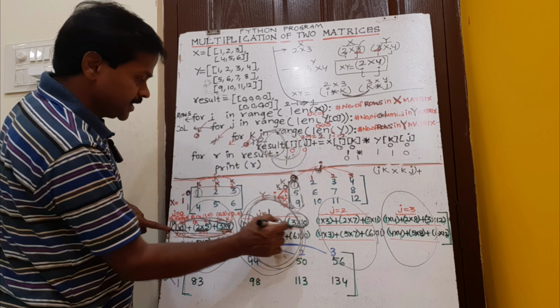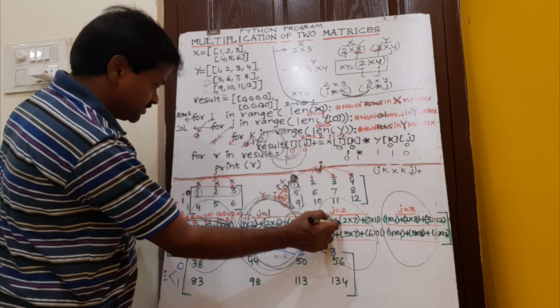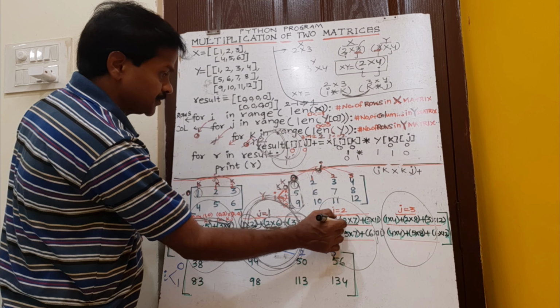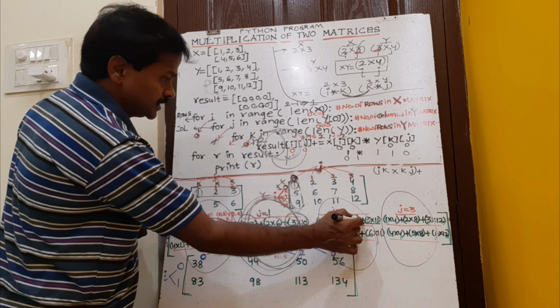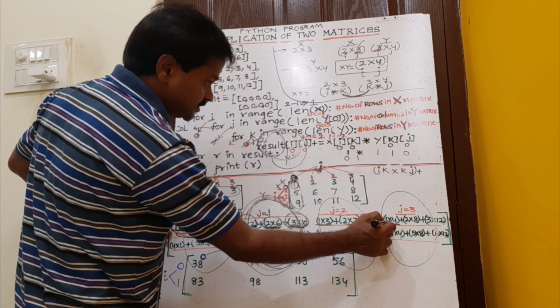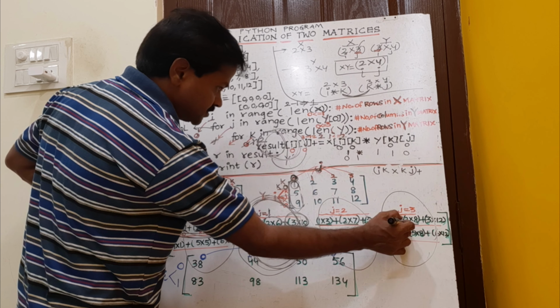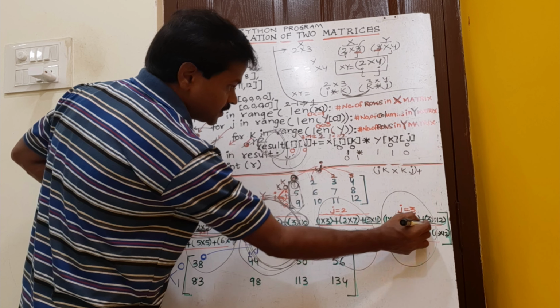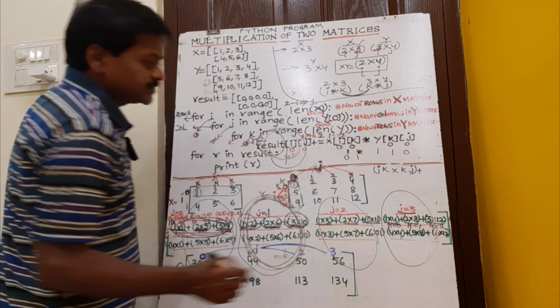Next iteration, I0, J2, K0, I0, J2, K1, I0, J2, K2. Next iteration, I0, J3, K0, I0, J3, K1, I0, J3, K2. This is K is 0, K is 1, K is 2.